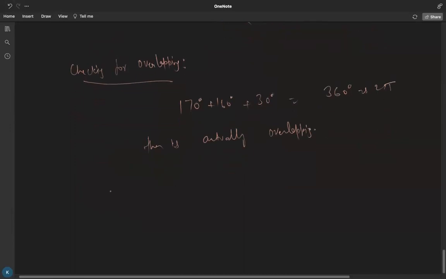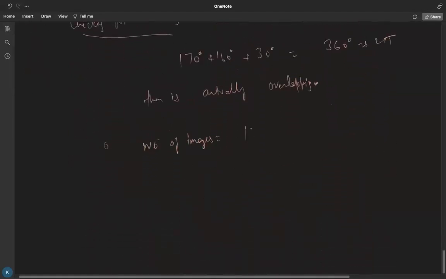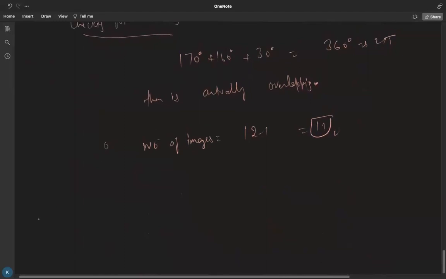Okay, so now the number of images, how many did we get? 12. So there will be 12 minus 1, which is 11. So now the total number of images formed is 11. Let's take one more example and then we will finish today's class.